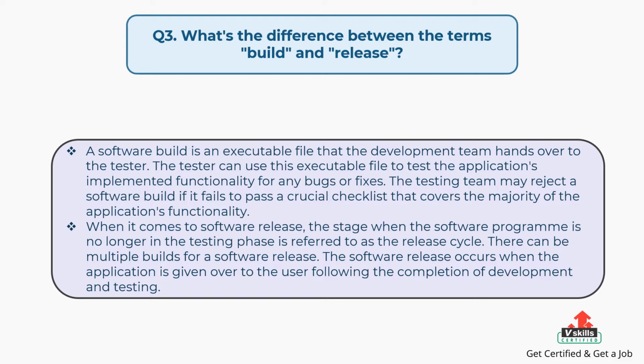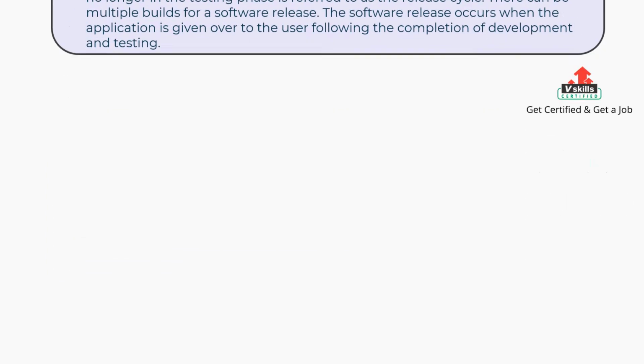of the application's functionality. When it comes to software release, the stage when the software program is no longer in the testing phase is referred to as the release cycle. There can be multiple builds for a software release. The software release occurs when the application is given over to the user following the completion of development and testing.